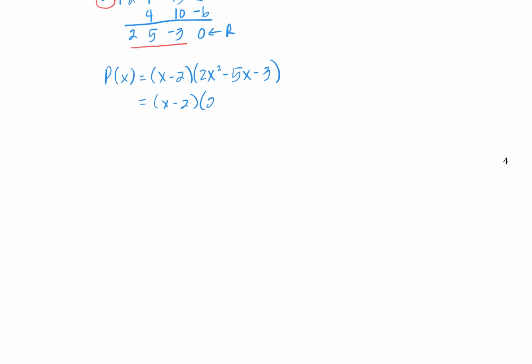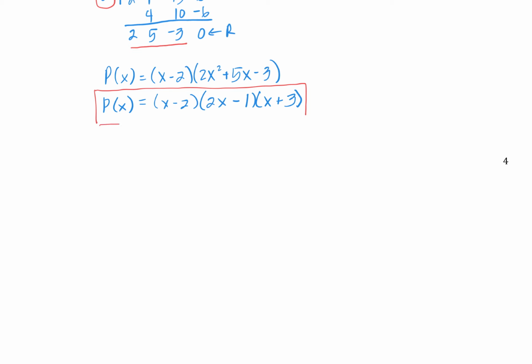This would be 2x and x. If I take 2 times 3, that gives me a 6. And, oh, I'm sorry, this should have been a plus 5x. So that should be a plus and a minus. That will give me 2x squared plus 6 minus 1 gives me a plus 5x. And then I get the minus 3. And this is completely factored.